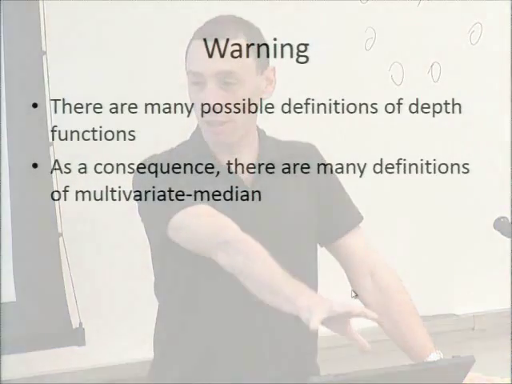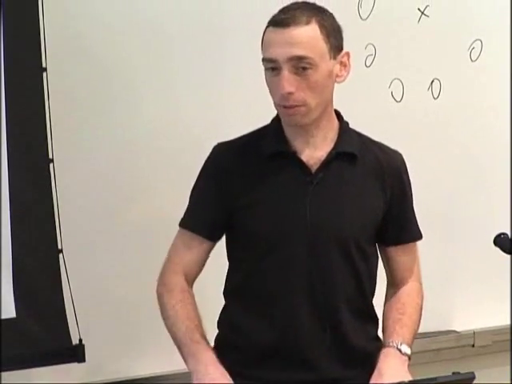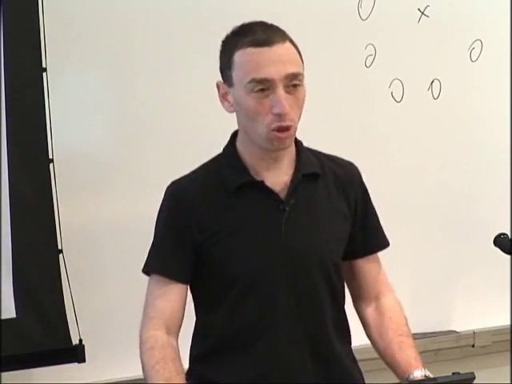So I brought this up just to mention that there is a lot of literature and a lot of different definitions. Unlike the univariate case, in which when you say the median we all know what you're talking about, when you go to the multivariate case, this is no longer true.